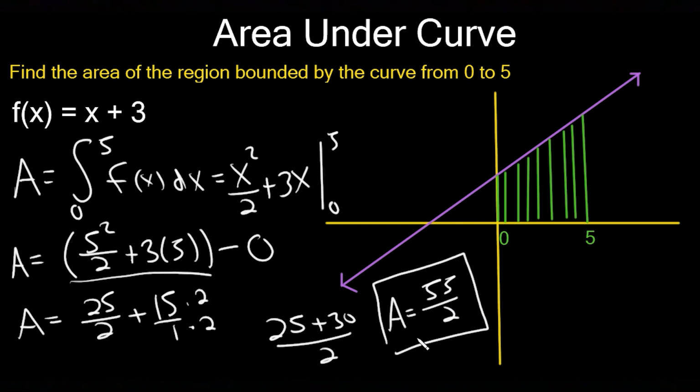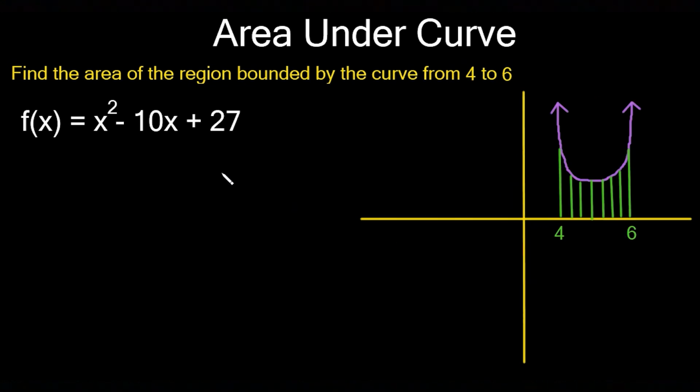All right, let's try one more example. Okay, so here's my last example. You can see that I'm dealing with another quadratic here. So again, we want to get the area under the curve going from 4 to 6. So I'm going to say area is equal to the definite integral of, and again, my lower limit is 4, upper limit is 6. And then I'm going to go ahead and do f of x and then dx.